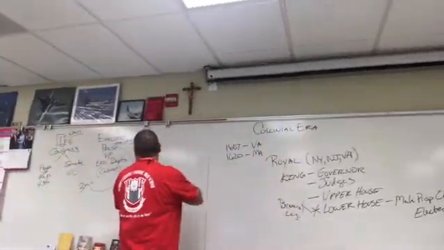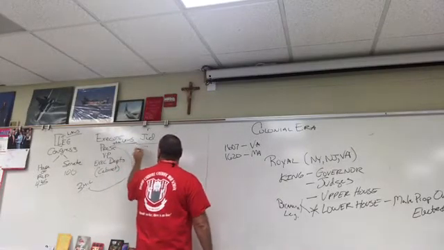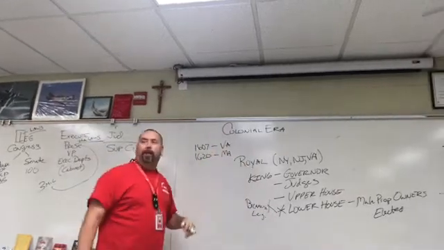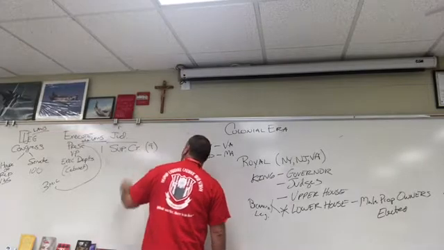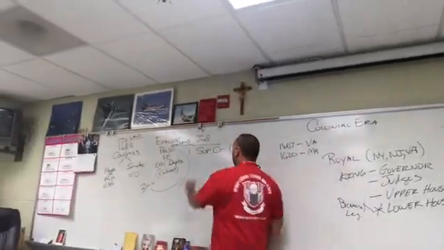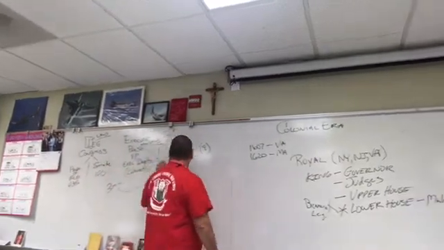Now, number 3 is the judicial branch. The only court mentioned in the judicial branch in the Constitution is the Supreme Court. There's 1 of them, and there's 9 justices on the Supreme Court. All other federal courts were created by Congress.